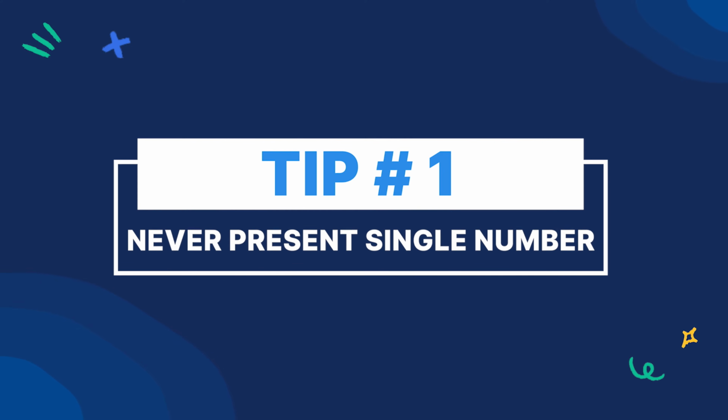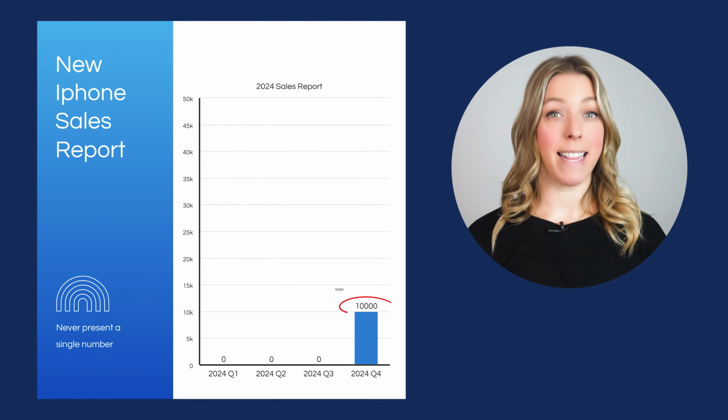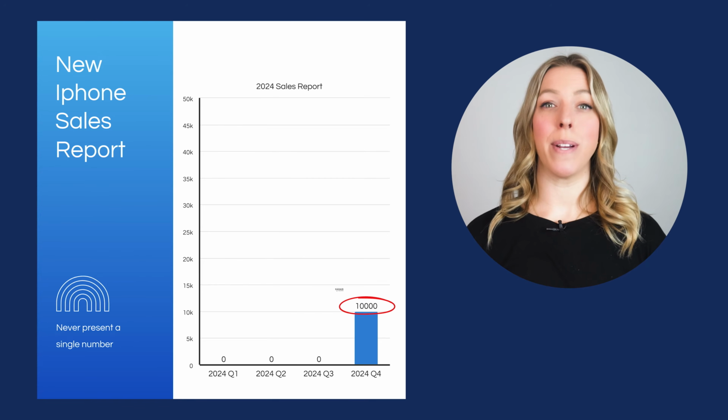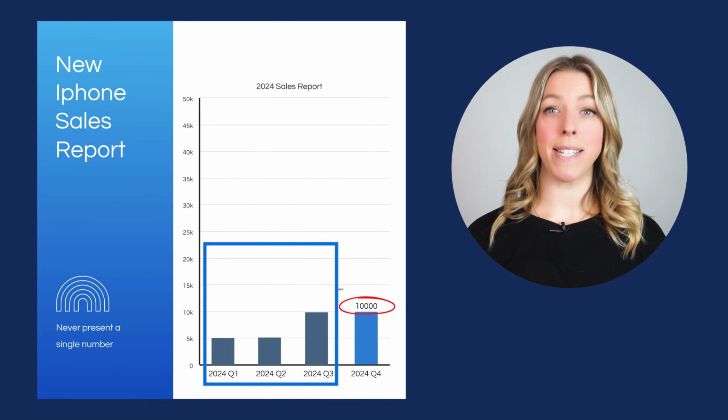Tip number 1, never present a single number since it gives the audience no context. Let's say the iPhone goes on a huge sale for $5,000 US and they sell 10,000 units. Is this good? Is this bad? There's no way of knowing unless you compare historical performance because this tells a very different story than this.